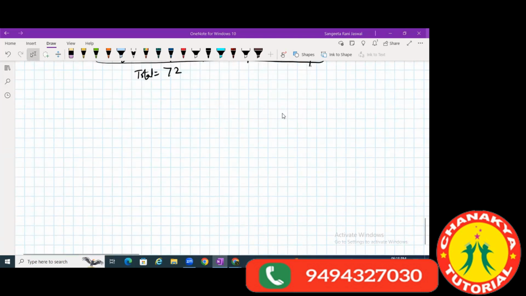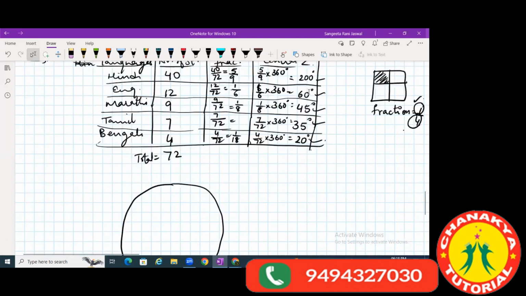Okay. Now see, we have to show this data in a pie circle graph. Now how will we show it? We are given the central angles now: 200, 60, 45, 35 and 20. So, we know that the straight angle is 180 degrees.